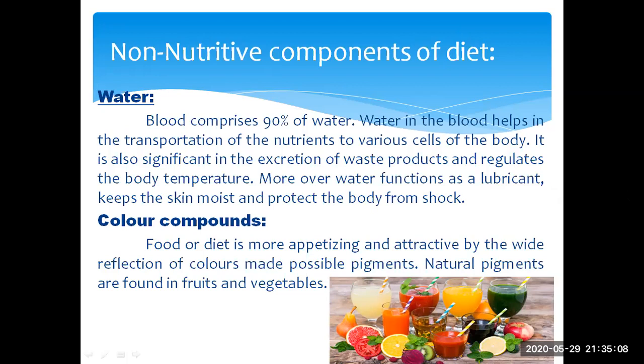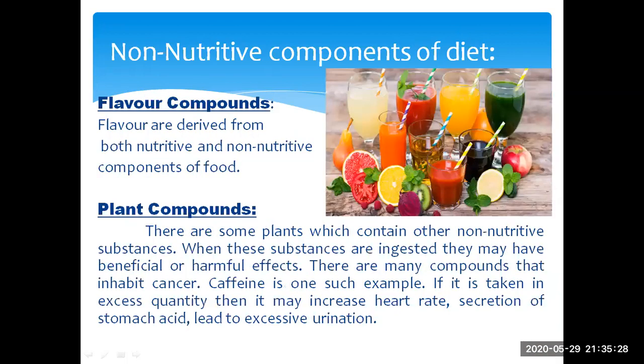Next one is color compound. Food or diet is more appetizing and attractive by the reflection of color made possible by pigment. Natural pigments are found in fruits and vegetables. There are so many fruits out there which are made up of color compounds. The flavor compound: flavors are derived from both nutritive and non-nutritive components of food. There are so many flavored products you'll find in the market which do not give any nutrients to your body.